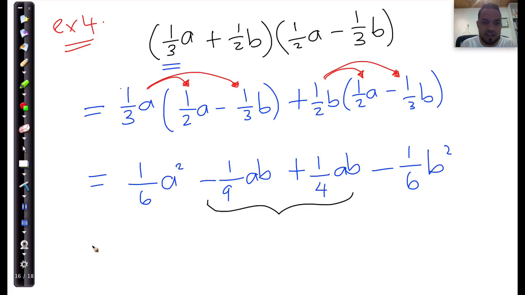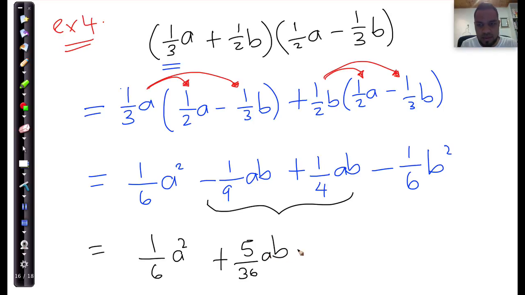Now, I've cheated a little bit because I've done this part on the calculator, and the reason is that the purpose of this lesson is not to really show you how to add fractions, because that involves the lowest common multiple, which is easy work that you can do. In this case, we just want to see how you multiply out the binomial. So we added the like terms, and this thing over here turns out to be 5 over 36 when I add minus 1/9 plus a quarter, AB, minus 1/6 B squared.